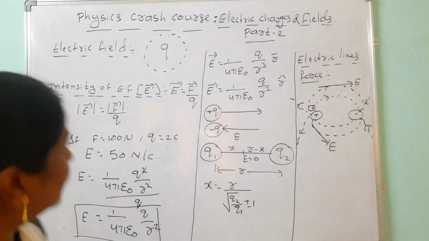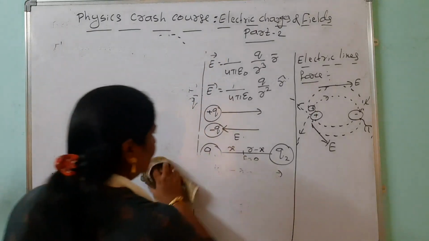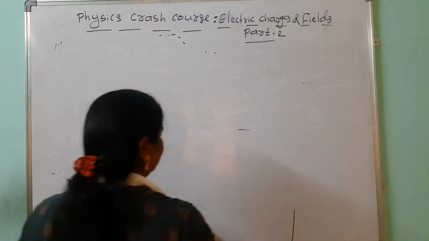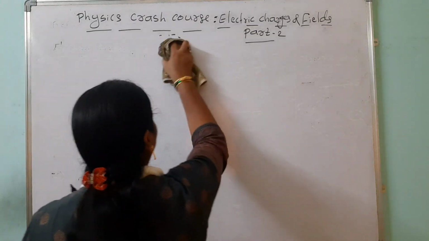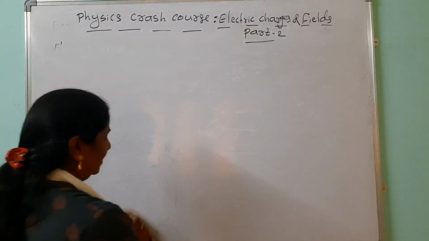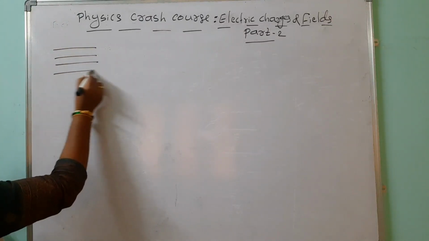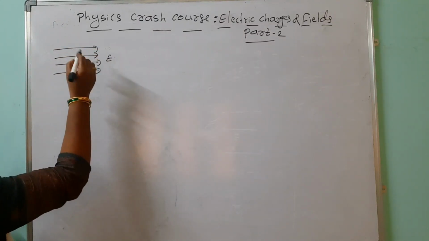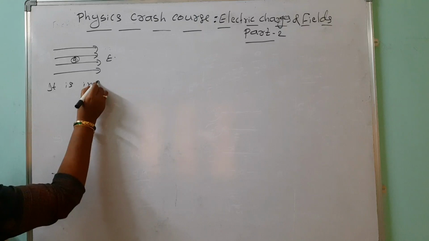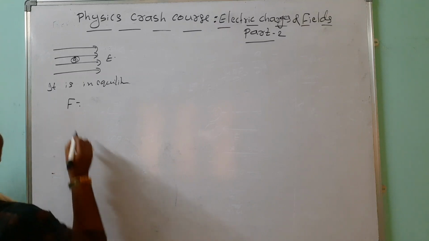Then we are going to discuss the intensity of electric field in a uniform electric field. Suppose we are taking one uniform electric field. Uniform electric field means the intensity is the same both in magnitude and direction. That is called the uniform electric field. This intensity is E. We are placing one charge Q. Suppose it is in equilibrium.